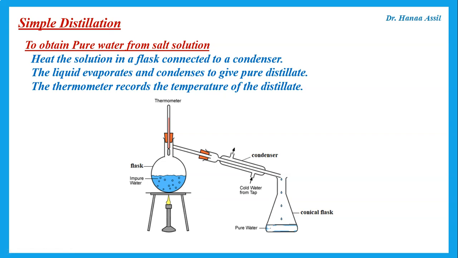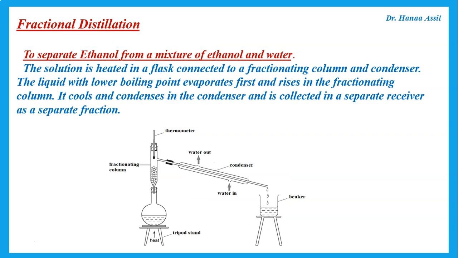Remember that in the condenser, the cold water goes in from the bottom and goes out from the top in order to fill the condenser for more efficient cooling. What if we have a mixture of liquids, ethanol and water? Then we need to do fractional distillation, in which the solution is heated in a flask connected to a fractionating column and condenser.